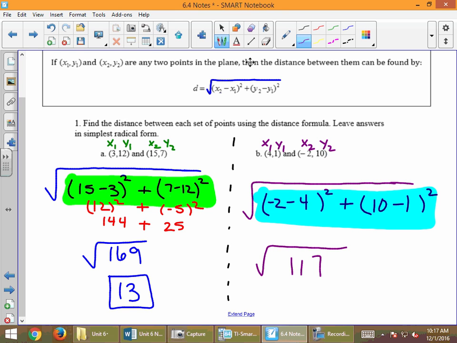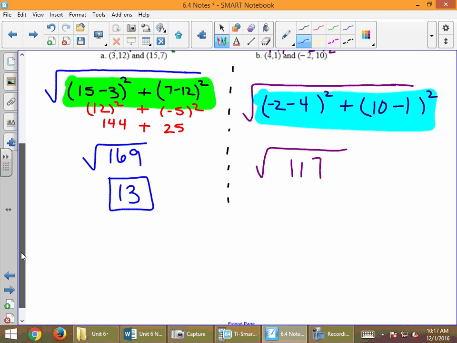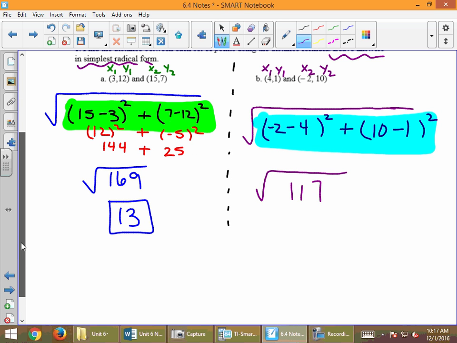Here's the thing: is 117 a perfect square? When you take the square root of it, you get a decimal. It says leave answers in simplest radical form. Well, we always want to see, can we simplify down our radical? What's the largest perfect square that can go into 117? I have to go down your list.